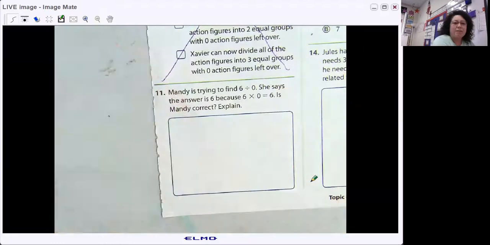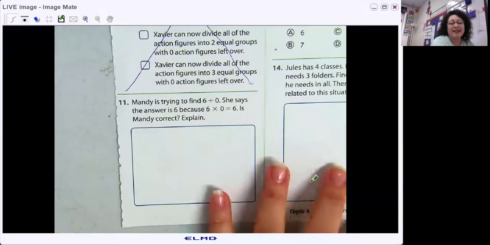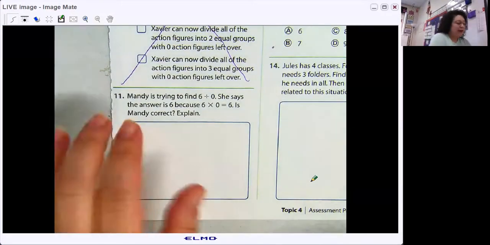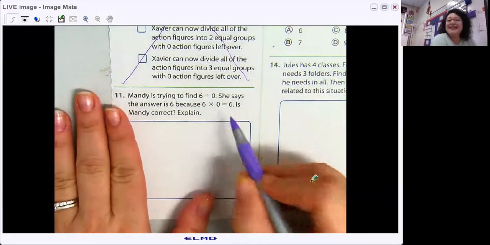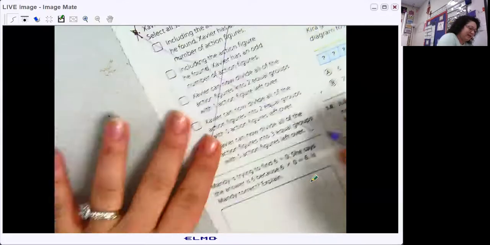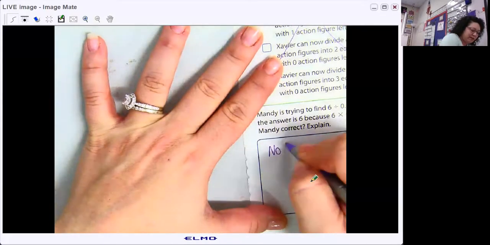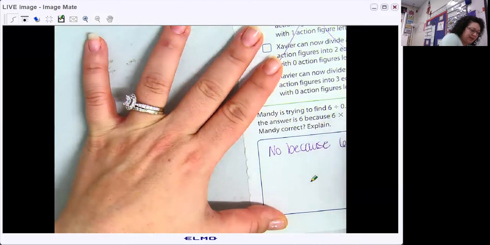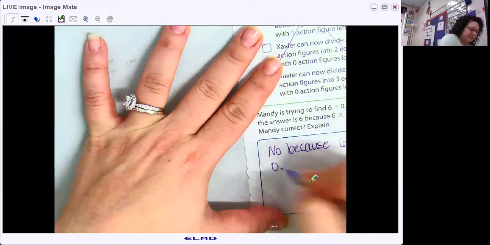All right, Mandy is trying to find 6 divided by 0. She says the answer is 6 because 6 times 0 is 6. Is Mandy correct? No. 6 times 0 is 0, right? No, because 6 times 0 is 0.